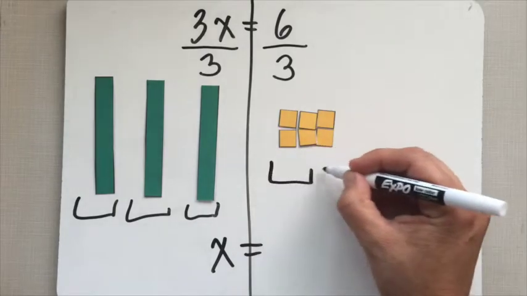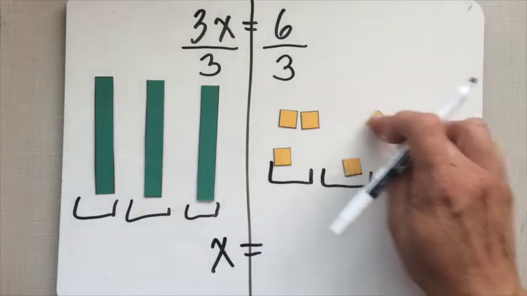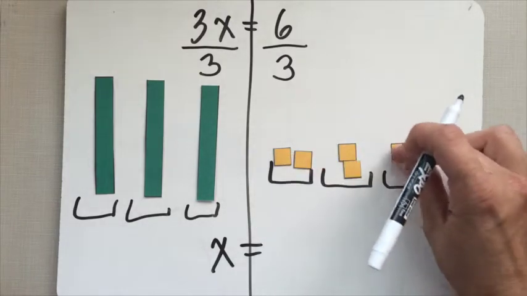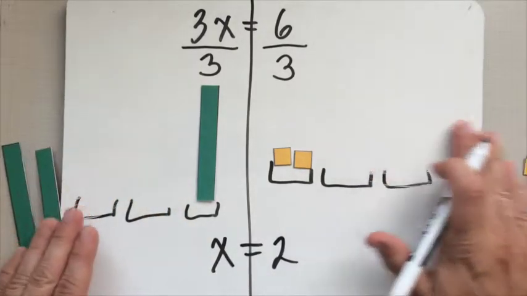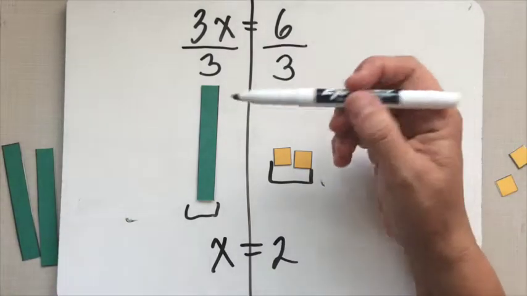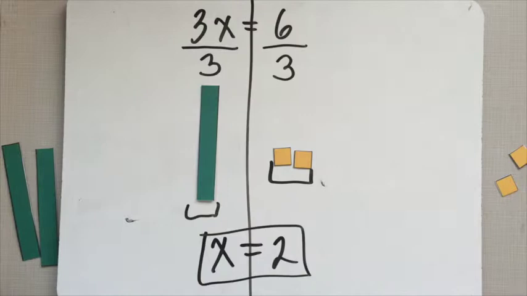Same thing over here. I divided by 3. So I take what I have and I pass it out into 3 groups. And each group has 2 ones in it. Remember, when you divide, you want what's in each group. So 1x is equal to 2 ones. X equals 2.